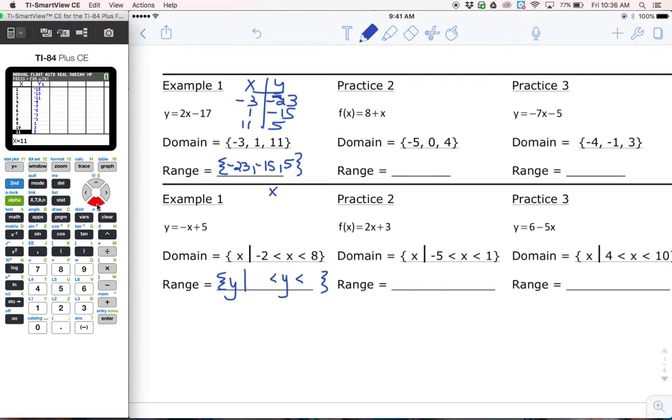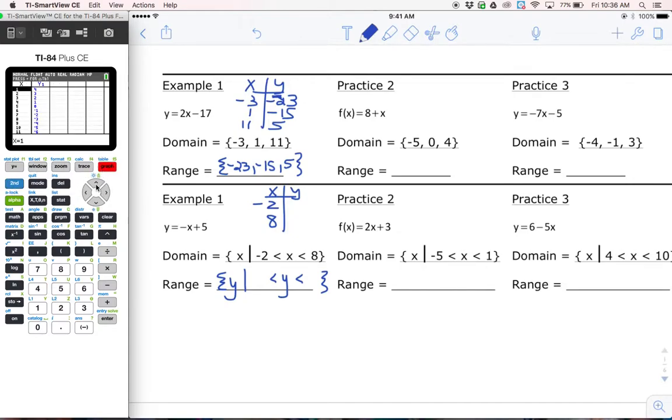So I'm going to make a table again. This time I was just given -2 and 8, right? x goes from -2 to 8. So those are the numbers that I'm writing in my table. Let's go to y equals and type in this new equation. This new equation is -x plus 5. So -x plus 5. And I'm going to go to my table, so second graph.